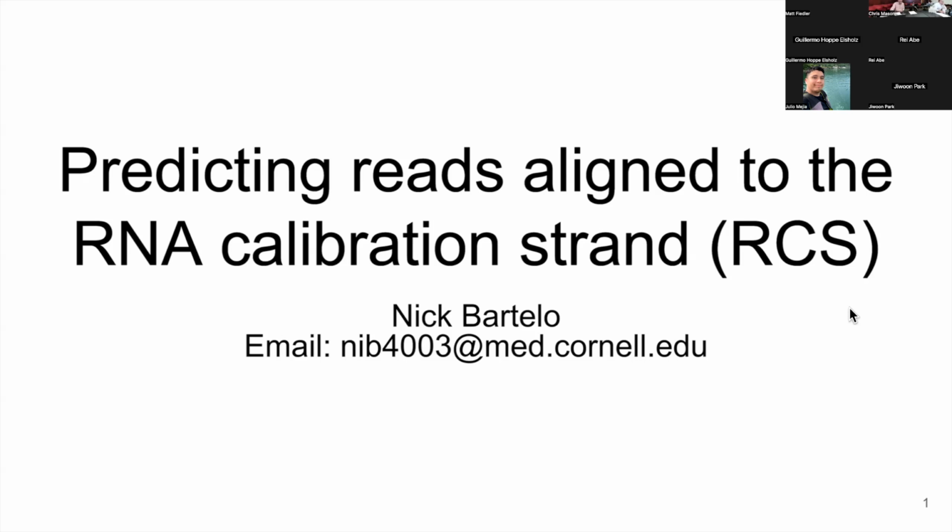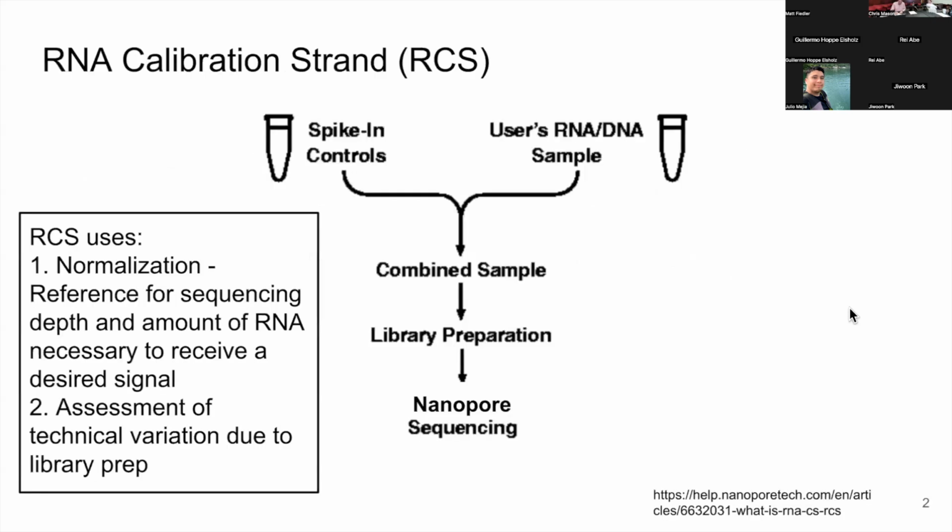And so my project here was predicting reads aligned to the RNA Calibration Strand, RCS. So what is an RNA Calibration Strand? For those of us that don't know it, basically for every single sequencing experiment, I hope, you put in spiking controls. Every direct RNA one, not every one, but every direct RNA one. And so you put in your spiking controls along with your RNA or DNA sample when you're sequencing.